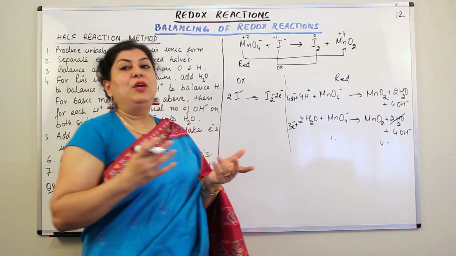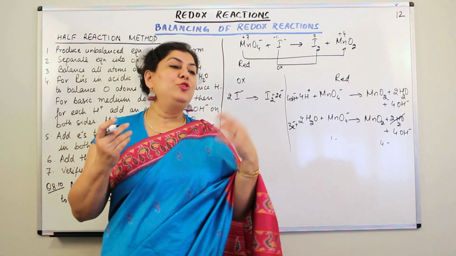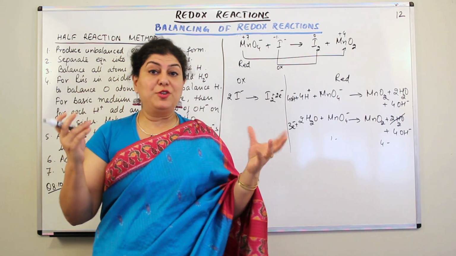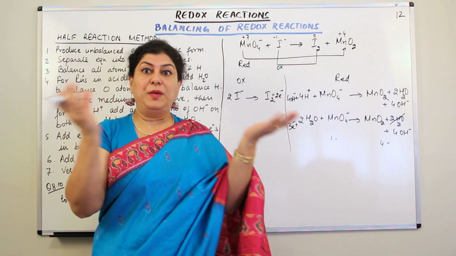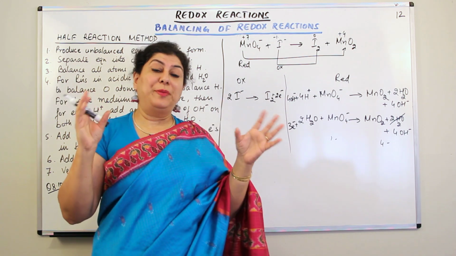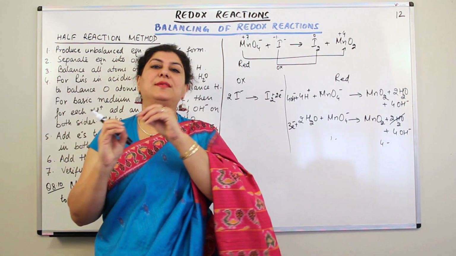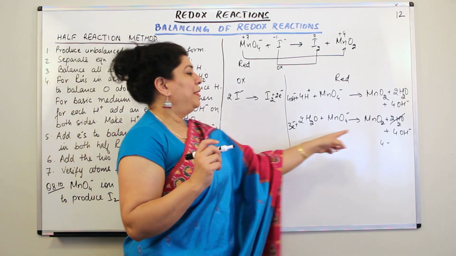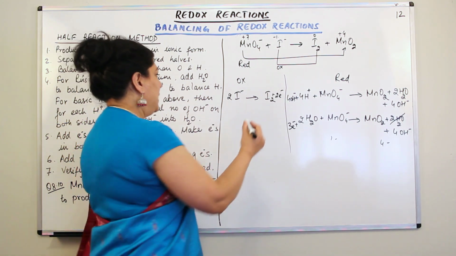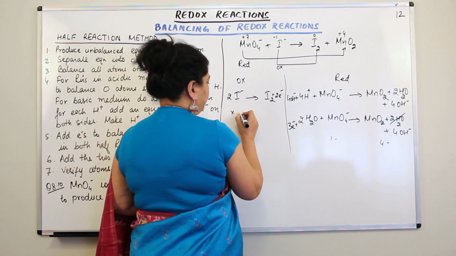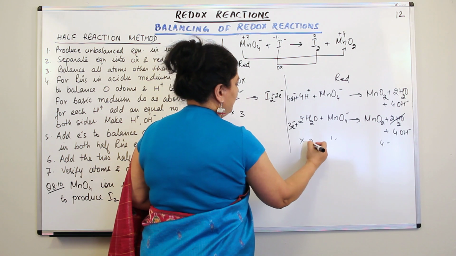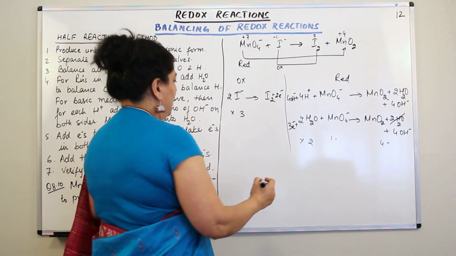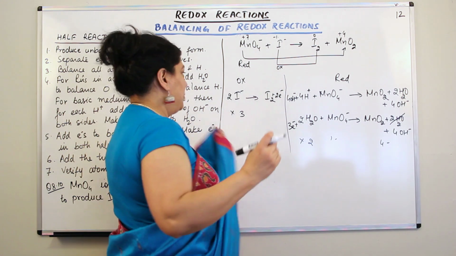Now, in order to make them equal, whenever you have these 2 numbers, 2 and 3, both of them are prime numbers. You will not have a common multiple. You will not be able to make them equal otherwise. So the best way is multiply this by this and this by this. So when you have 2 and 3, multiply this equation by 3 and multiply this equation by 2. So let's do that. And then write the final oxidation half and the reduction half. I'll write them on top and bottom this time.